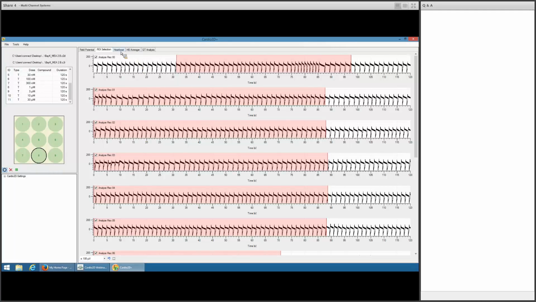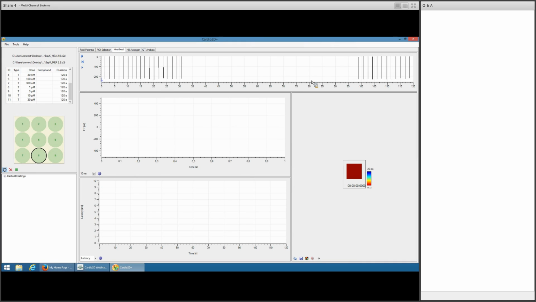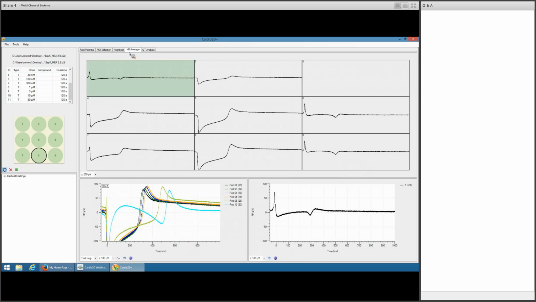Here at the heartbeat tab, you see the excluded areas now over here. And the real interesting things you see here in the averature. In the averature, you now have an overlay plot for the different recorded conditions and, of course, also for the different electrodes here. But what you see here is the increasing concentrations of the drug.